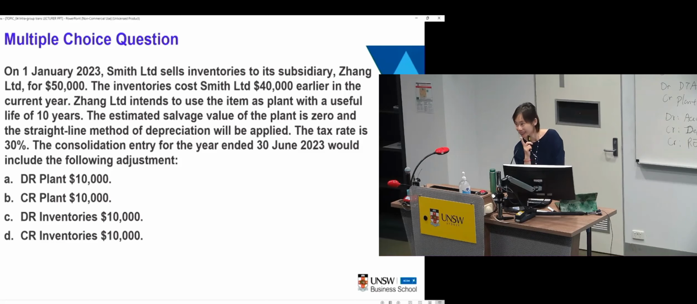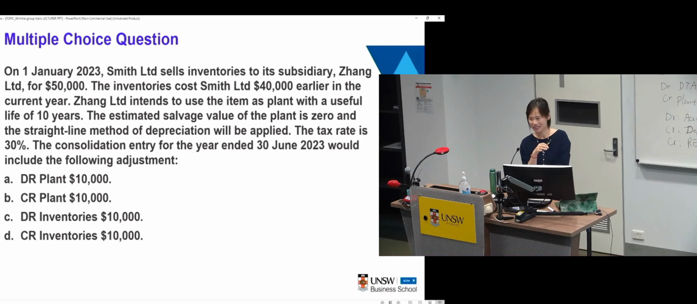The last one, D. Okay, take a second thought. Is there any change in the classification of the transfer item? Smith sells inventory to John Limited, but John intends to use this item as plant, which is PPE. Which one? The second one, right?